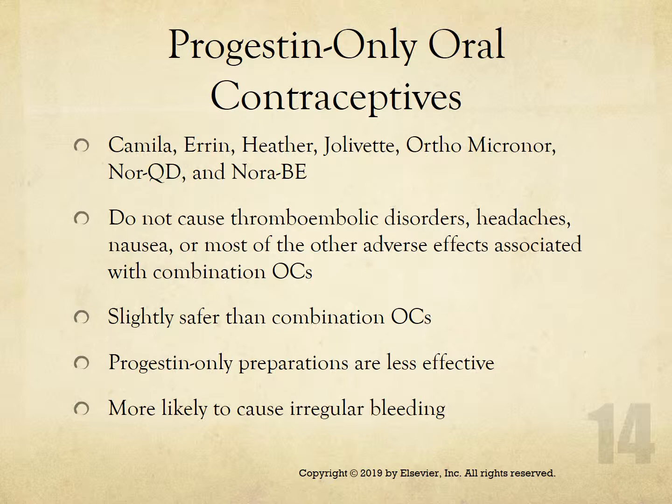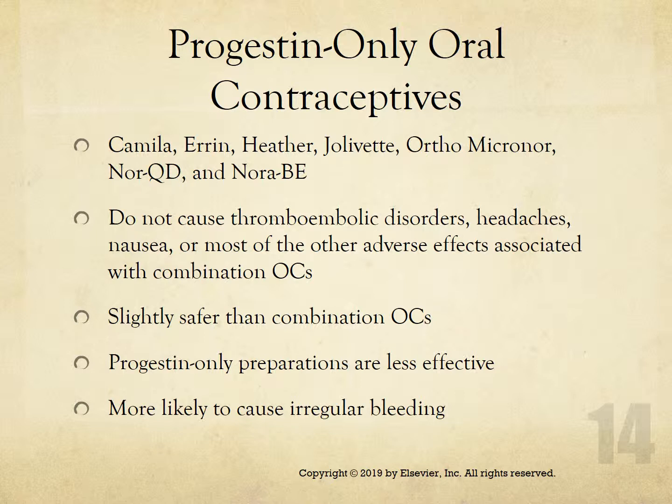One thing is because they don't have the estrogen in them, they can be less effective than the combination pills. One important thing with the progestin only is that the patient should take it at the same time every day or within a 2-hour window. So they can't take it in the morning today and then in the late afternoon or evening the next day, because there could be a chance with that kind of dosing that they could still end up pregnant.